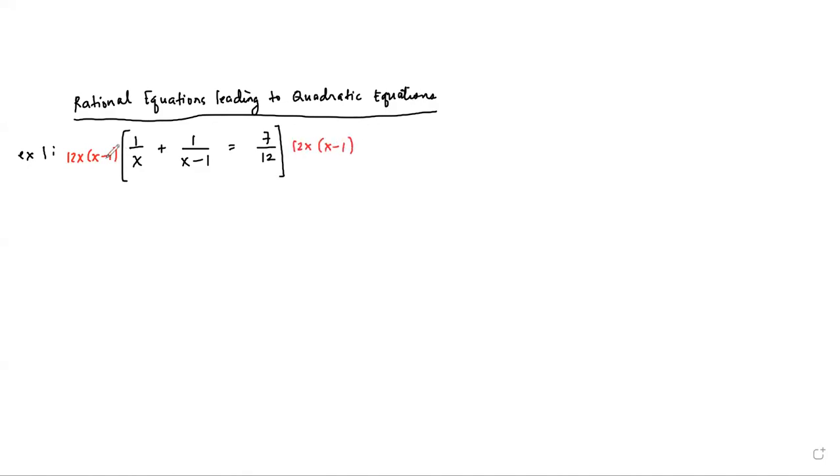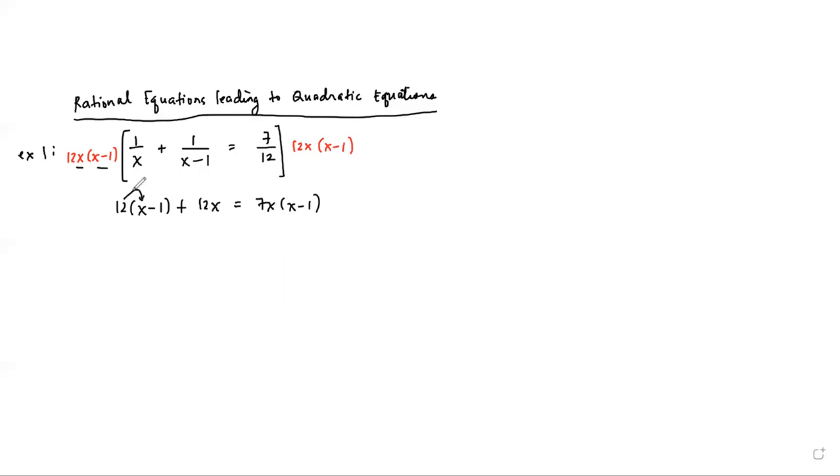So multiplying the first fraction of the left side by 12x times x minus 1, the x will cancel out. So we get 12 times x minus 1 times 1. So that's 12 times x minus 1. Plus, multiplying the LCD by the second fraction of the left side, the x minus 1 will cancel out. And then we're getting 12x times 1, which is 12x. Now for the right side, 12 will cancel out, and then we multiply 7 to x and x minus 1.